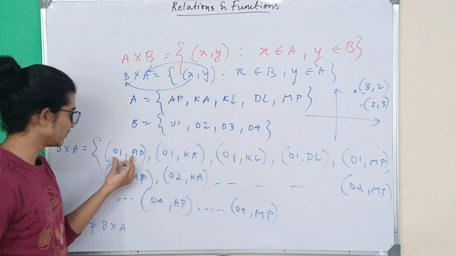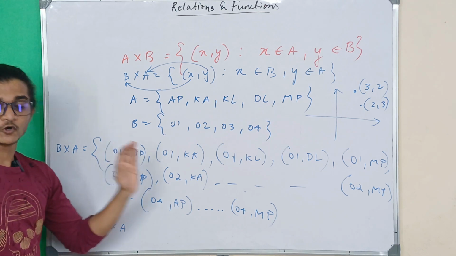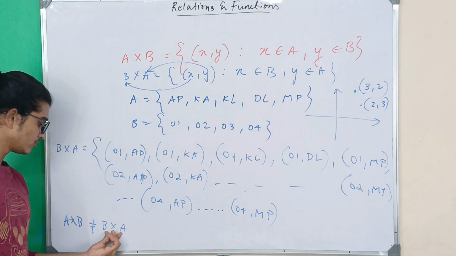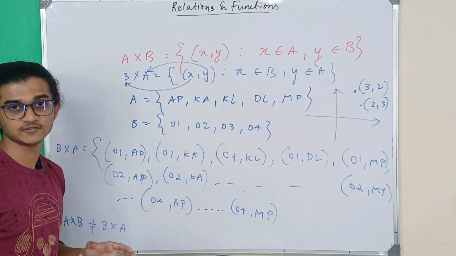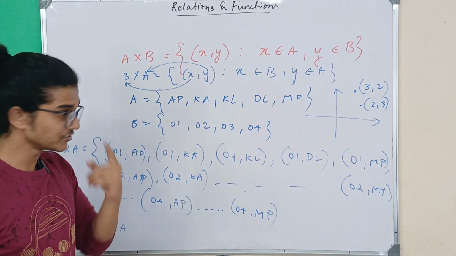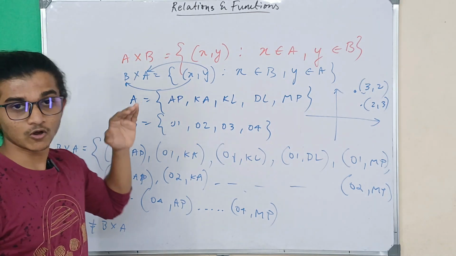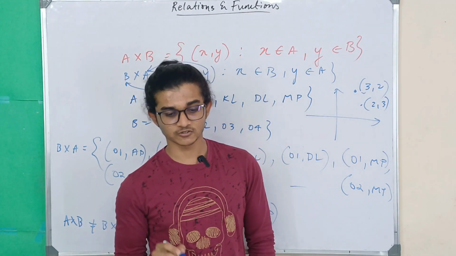In the exact same way, suppose we did A cross B, we got some set of elements. We did B cross A, we got a different set of elements. Now those two are not always equal. Most of the time they're not equal. In this case, they're not equal. So always remember, A cross B is not always equal to B cross A. So this was a basic introduction of the Cartesian product of two sets.